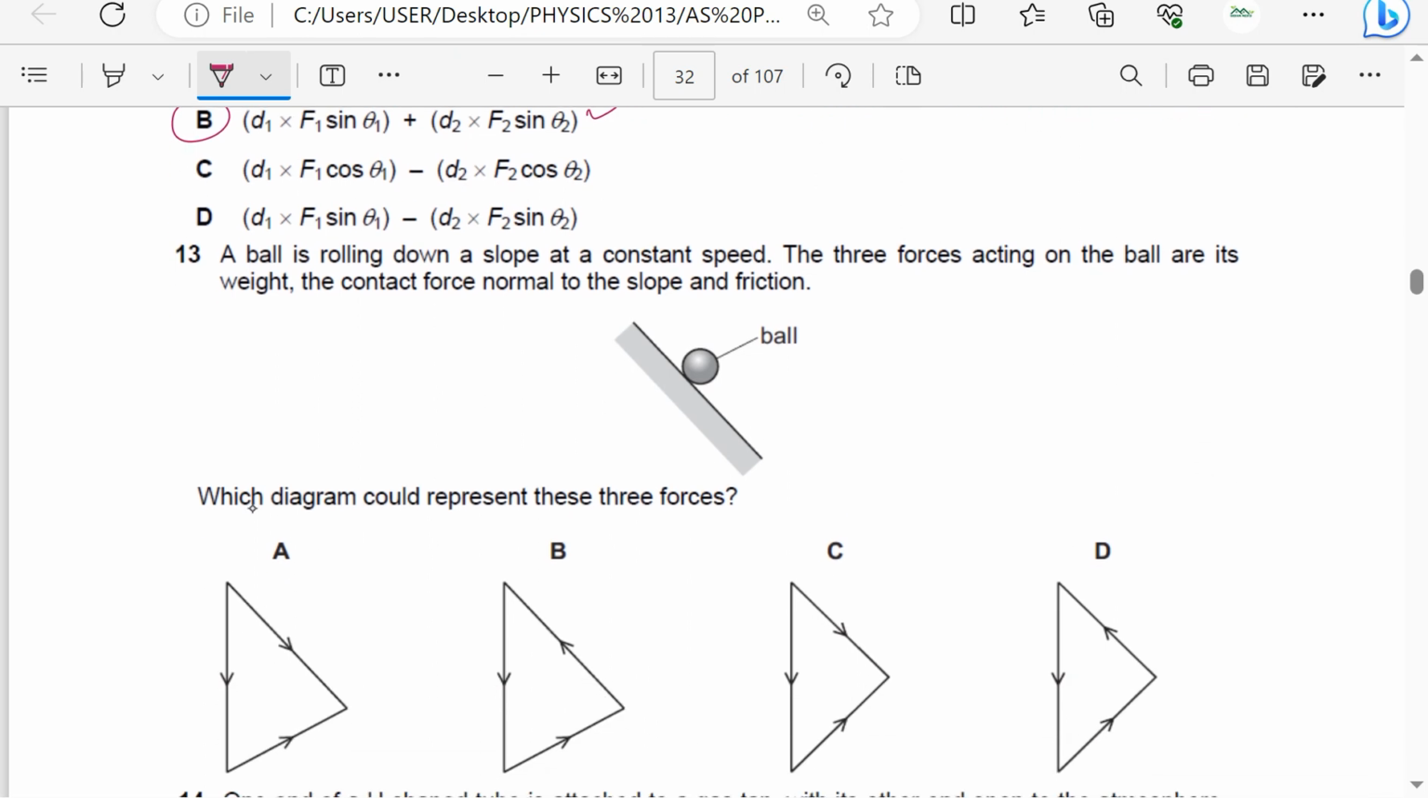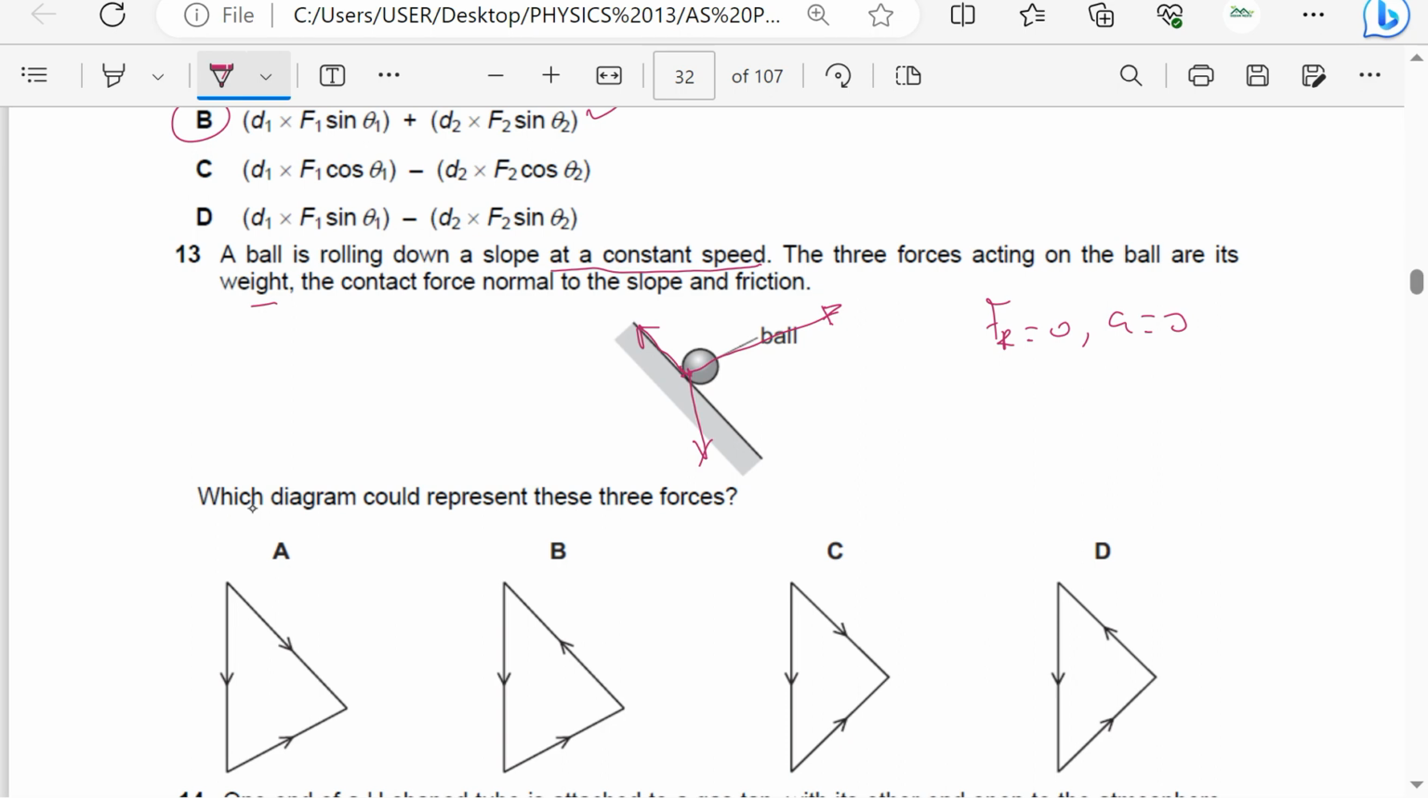And lastly, for this part 4, a ball is rolling down a slope at a constant speed. The three forces acting on the ball are its weight, that is vertical downwards, contact normal force, that is at 90 degrees to the slope, and friction. Friction is going to be up the slope. Remember, these should form a resultant force of 0 because it is moving at a constant speed. Resultant force is equal to 0 because acceleration is 0.